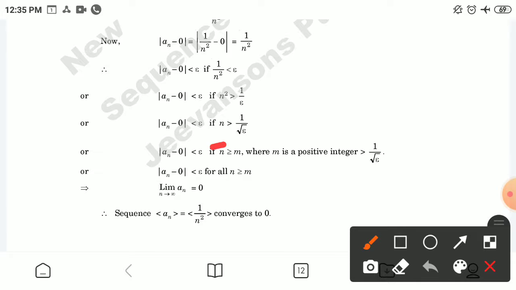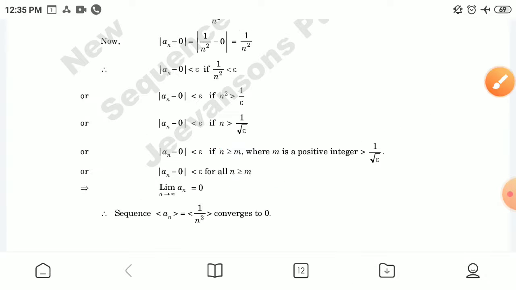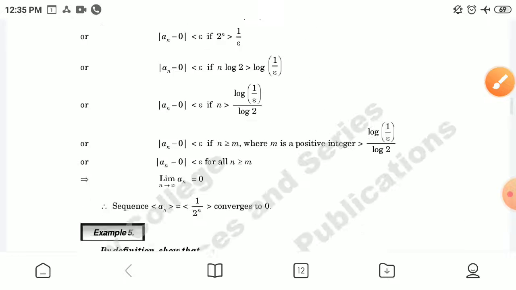Hence this holds for all n greater than or equal to m, where m is a positive integer greater than 1 by the square root of epsilon. |an minus 0| is less than epsilon for all n greater than or equal to m. Therefore this implies an converges to 0. Similarly, we can draw different examples.